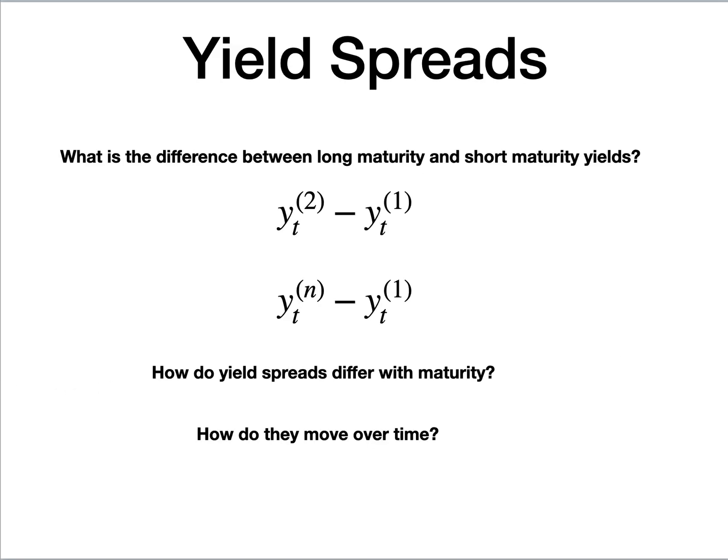Okay, but this gets us to data that we might use to think about term premia, which is what I mentioned, yield spreads. What actually is the difference, on average and at any point in time, between longer maturity yields and shorter maturity yields? How do yield spreads differ with maturity, and how do they move over time? And you're going to construct the pictures that I'm about to show you in the homework.